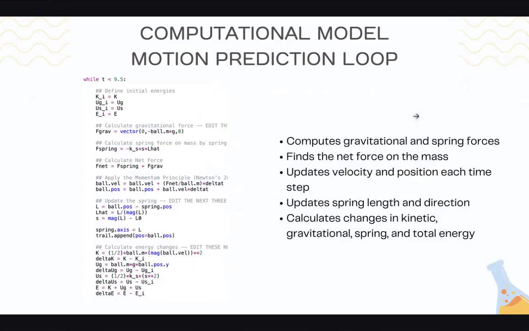In this loop, the code calculates the gravitational and spring forces, adds them to get the net force, updates the velocity and position at each time step, updates the spring length and direction, and then calculates the changes in kinetic, gravitational, spring, and total energy.